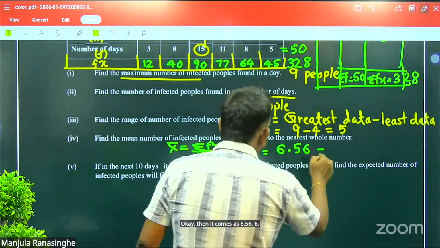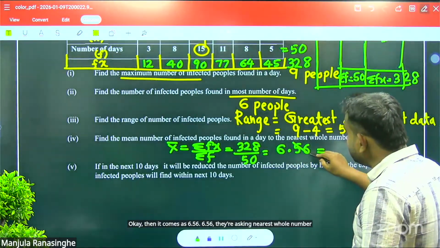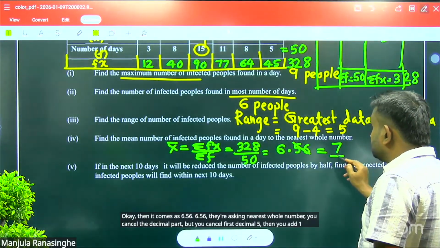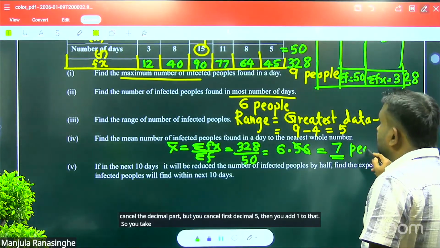6.56. They ask for the nearest whole number. You cancel the decimal part, but since the first decimal is 5, you add 1 to that. So you take 7 people as the average.